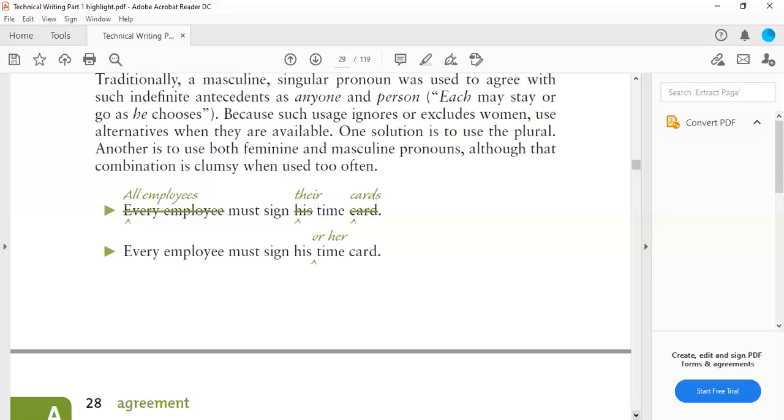Another way to do it is to use "his or her". For example, every employee must sign his or her time card. So here we add "her" just to make sure that we include women in this sentence.